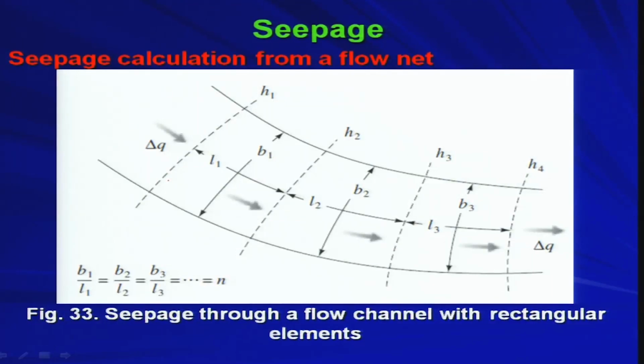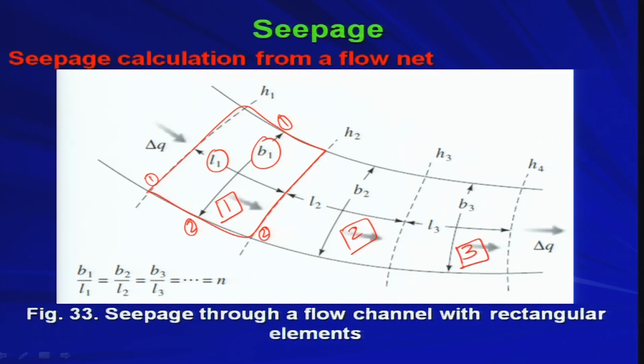Okay. So, that means, if I construct the flow channel with rectangular elements, now you see this is your first equipotential line, this is your second equipotential line, this is your, say, flow line 1, flow line 2, and this is the element you have which is rectangular, where L1 is the length, B1 is the width. Okay. Similarly, this is your element 2, which is another rectangular element, this is element 1, this is element 3, which is another rectangular element.